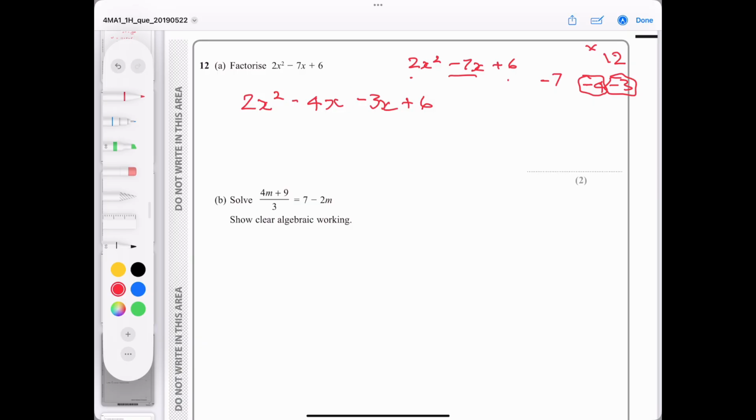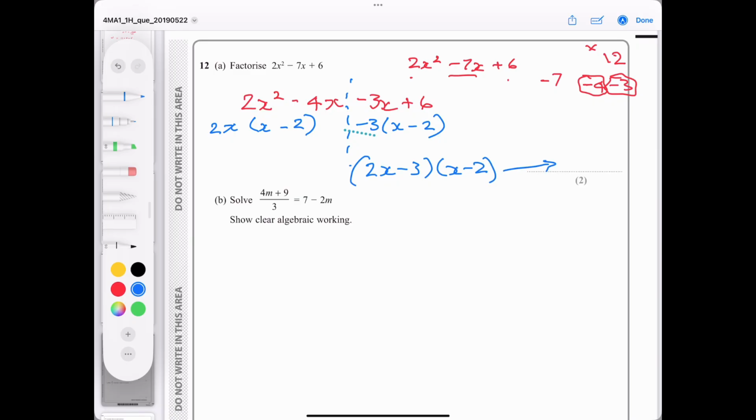So now we're going to split this into 2. We're going to split it down the middle, and we're going to think, what does 2x squared minus 4x completely factorise to? It factorises to 2x bracket x minus 2. And what does minus 3x plus 6 factorise to? Well, it would factorise to minus 3, then x minus 2. So that means this is factorised to 2x minus 3 and x minus 2. And we don't need to solve it, so we just leave it there.